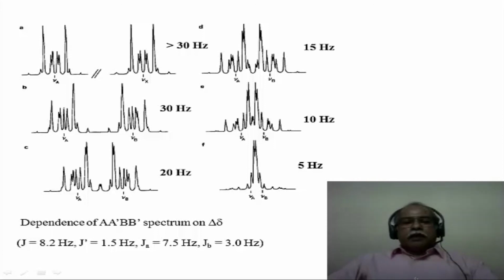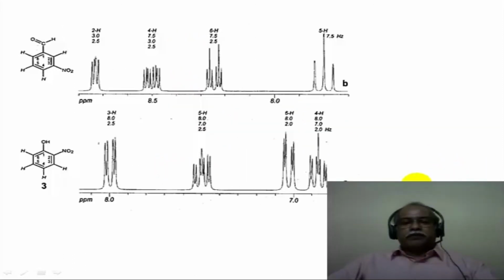The AA'BB' pattern can change quite drastically depending on the delta delta value, keeping the J values constant. And here are the spectral patterns that one would anticipate for the AA'BB' pattern. As you decrease the delta delta value from 30 Hertz to about 5 Hertz, essentially the delta delta divided by J ratio is systematically varied in this figure, showing the different effects on the spectral pattern with respect to the delta delta to J value in the NMR spectrum.